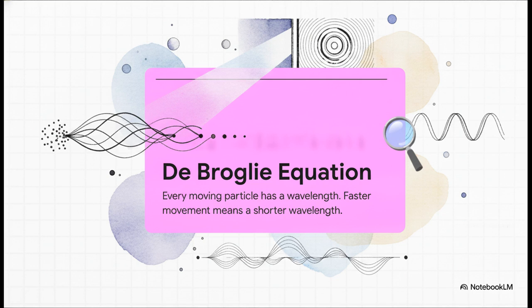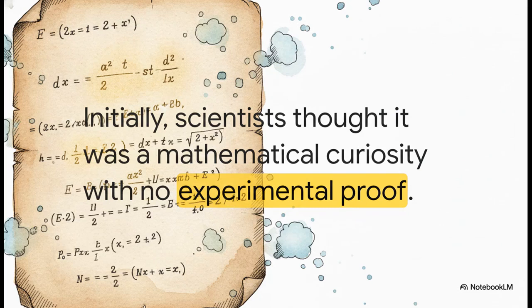In simple terms, this math dictates that the faster a particle moves, the shorter its wavelength becomes. Now imagine being a physicist in 1924, hearing this for the first time. At first, many scientists thought de Broglie's equation was nothing more than a neat mathematical curiosity. Sure, it was a highly elegant theory, but it was purely theoretical. There was absolutely zero experimental proof that solid matter actually had a wavelength. But that was about to change dramatically.